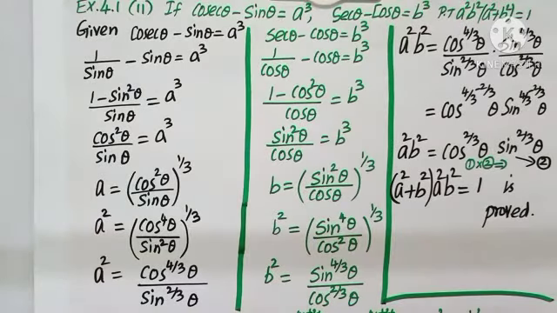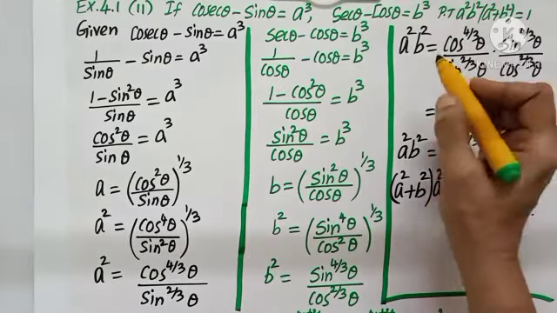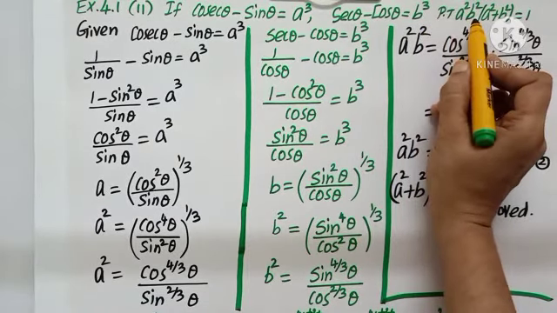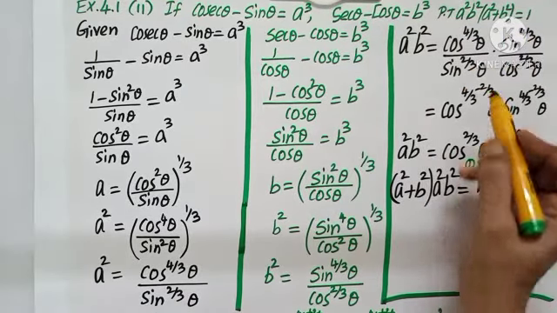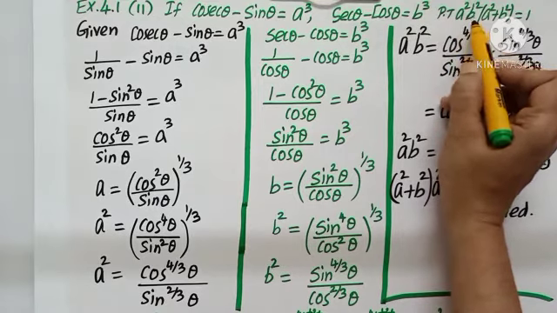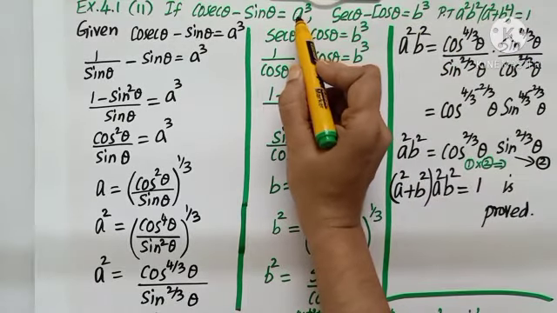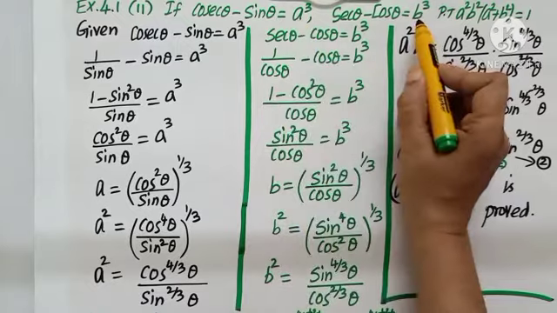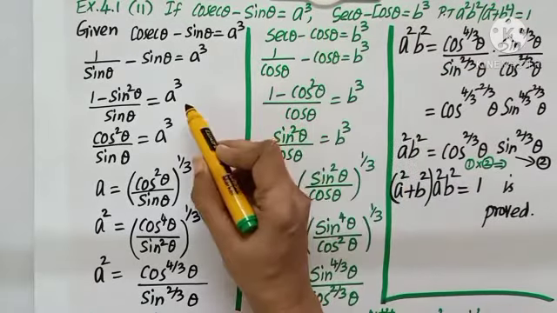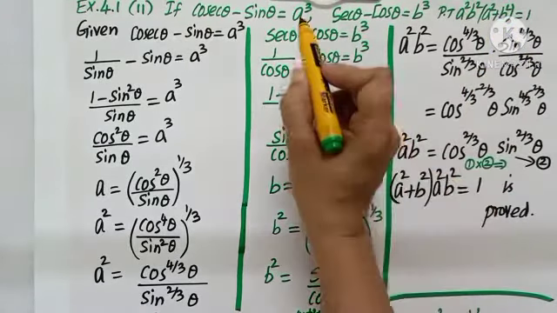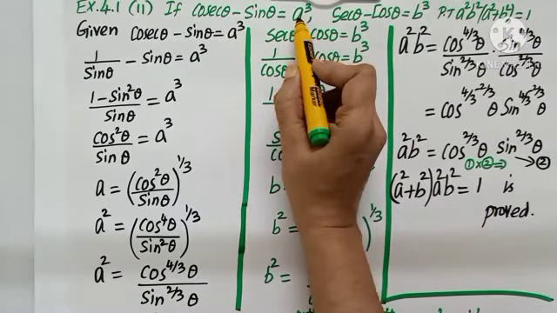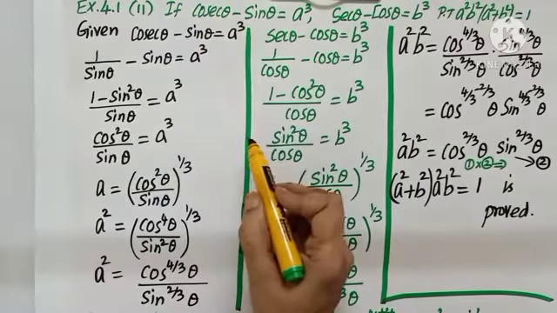Question number 11. If cosecant theta minus sin theta is a cube, and secant theta minus cos theta is b cube, prove that a square b square into a square plus b square equals 1. From the given question, let us find out what a and b are, and then we'll find a square and b square so that we can substitute in this. Before that, let us simplify the LHS.